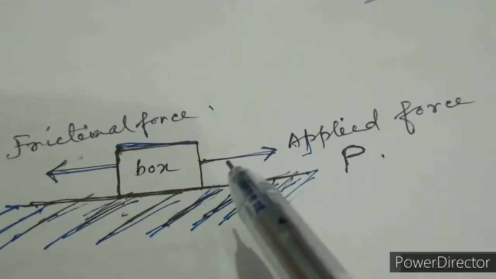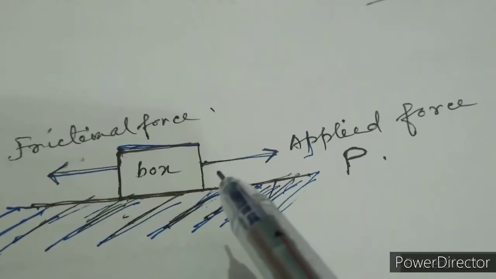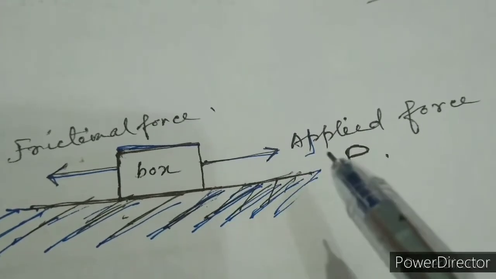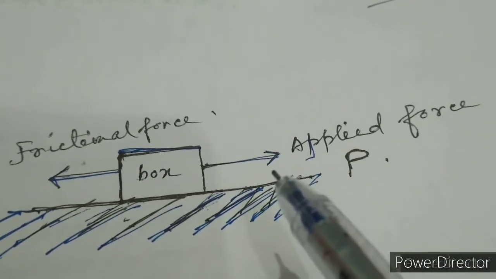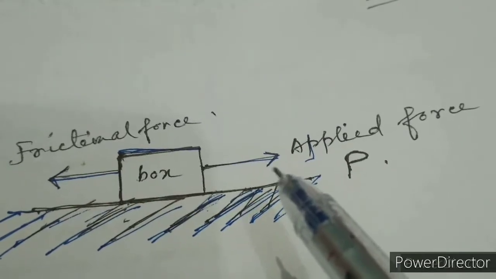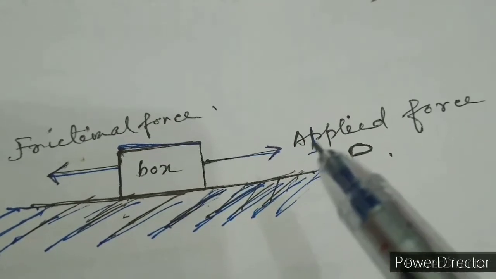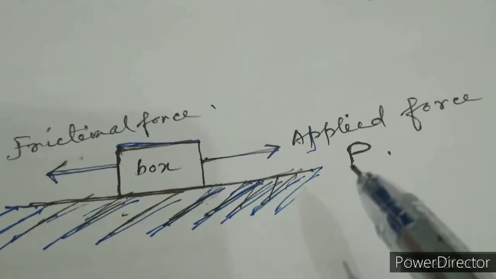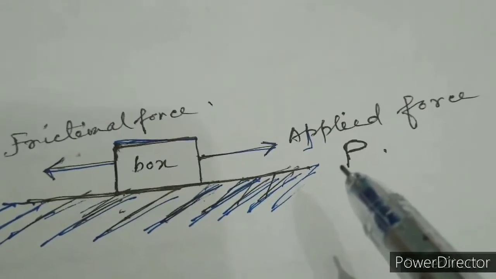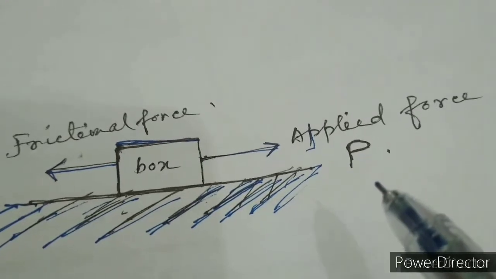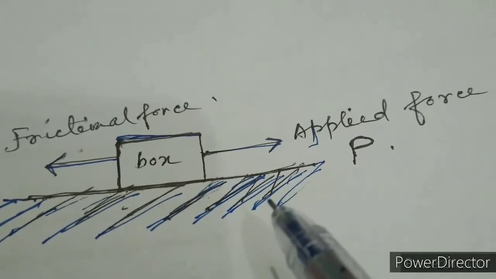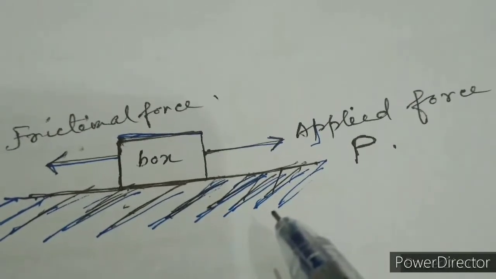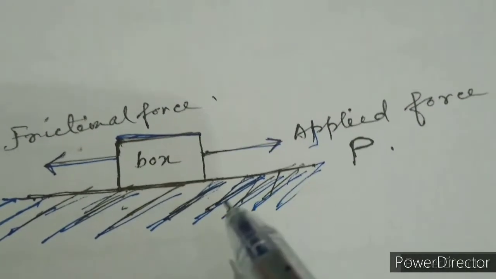Now when the box has already started its motion, we will see that the value of the applied force is slowly decreasing, and after some time it becomes a constant value. After that, it neither increases nor decreases. So that constant amount of force is known as what? That is the dynamic friction. That value is known as the dynamic friction.